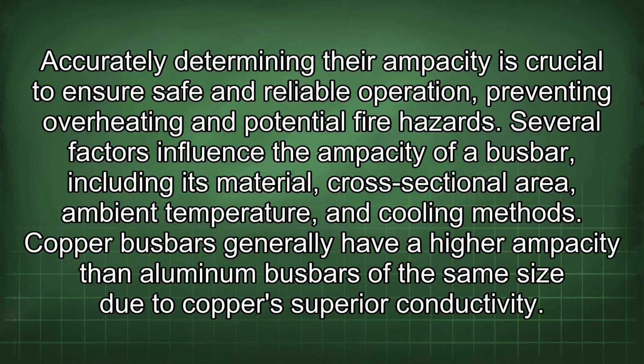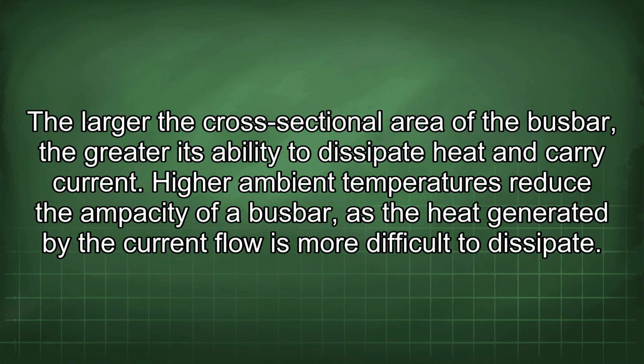circuits. Accurately determining their ampacity is crucial to ensure safe and reliable operation, preventing overheating and potential fire hazards. Several factors influence the ampacity of a busbar, including its material, cross-sectional area, ambient temperature, and cooling methods. Copper busbars generally have a higher ampacity than aluminum busbars of the same size due to copper's superior conductivity. The larger the cross-sectional area of the busbar, the greater its ability to dissipate heat and carry current.